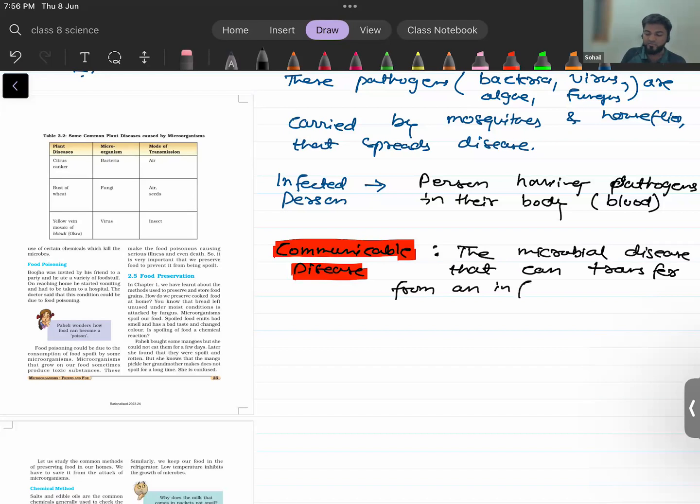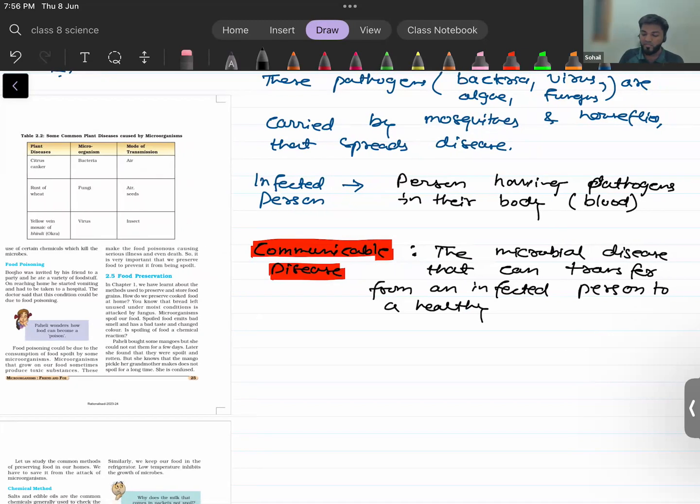From an infected person to a healthy person. You guys are supposed to take notes of whatever I'm writing in your notebooks. All right. It's called communicable disease.